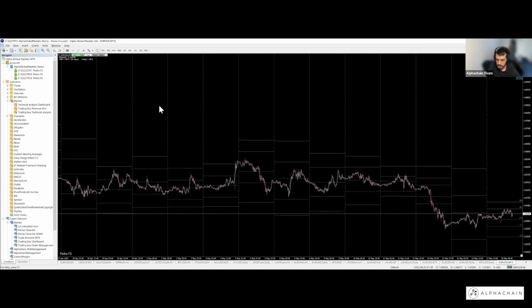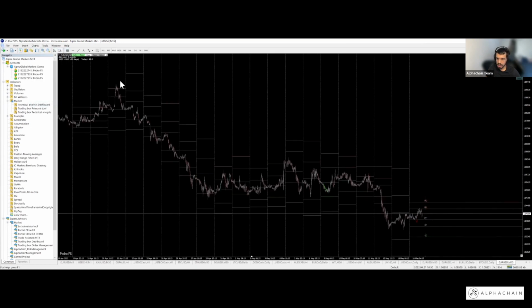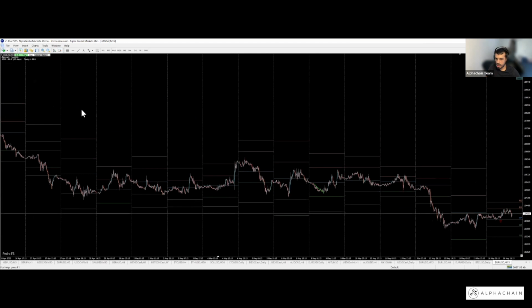Can you guys see my chart? One second, just push it. Can you guys see something? Yeah. Can you guys see this, right? Or is it too small? Is it okay? I'll see, it's okay.